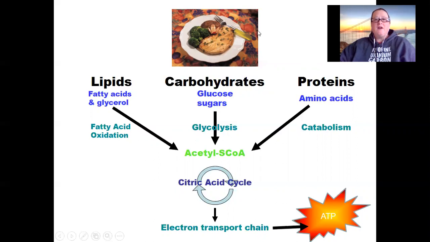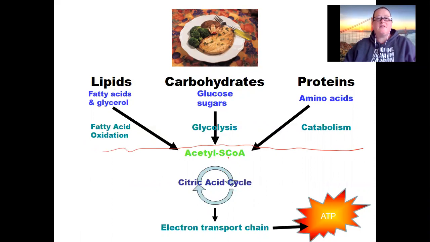So the picture that you see here is a breakdown of how foods get broken down and enter the citric acid cycle. So I want to remind you that the majority of our energy comes from everything that happens below the formation of this acetyl-CoA. Our lipids get broken down into fatty acids and glycerol.